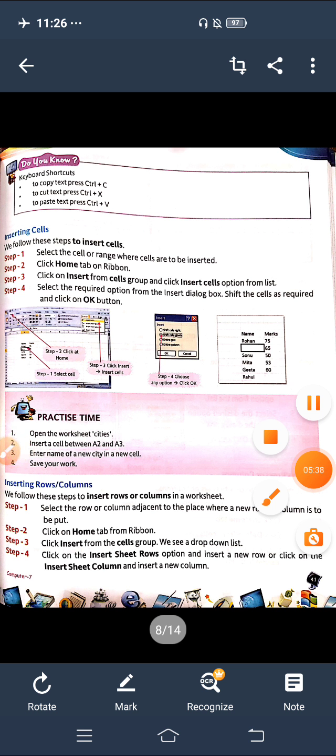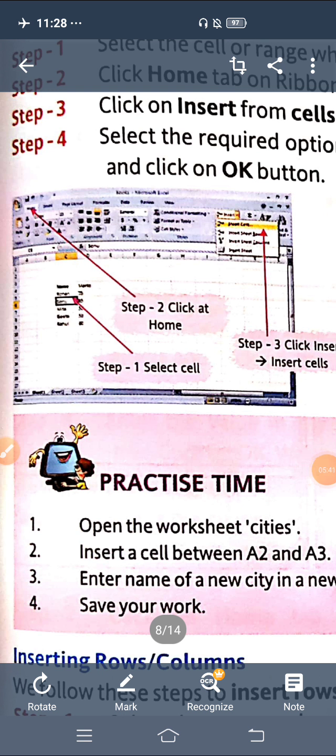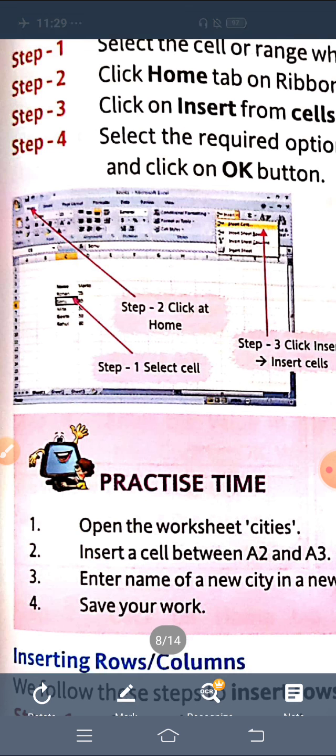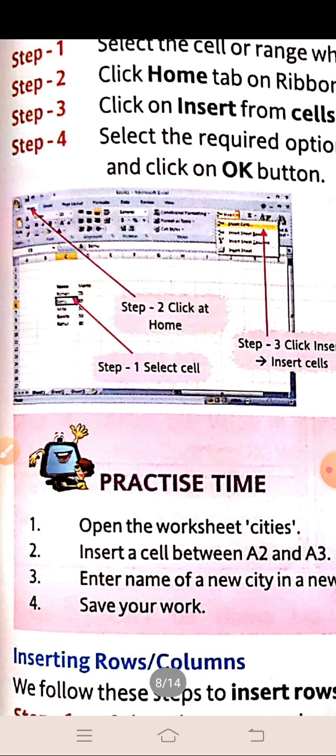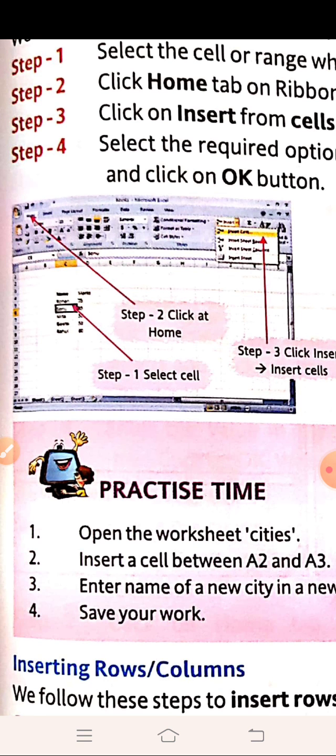inserting cells. Again, there is one table you can see in your book. Names are there and marks of the students in different subjects, like the marks of Rohan are given, then Sonu, Meeta, Geeta, like this names are there, and marks are given in different subjects. Now by mistake I left the data of one student after Rohan. After Rohan we need to write one more name, so for that we need to shift these cells.